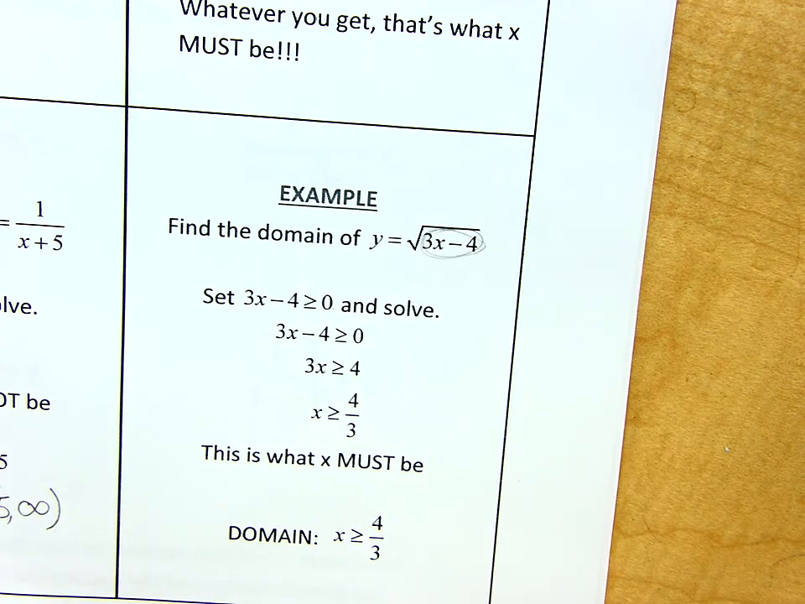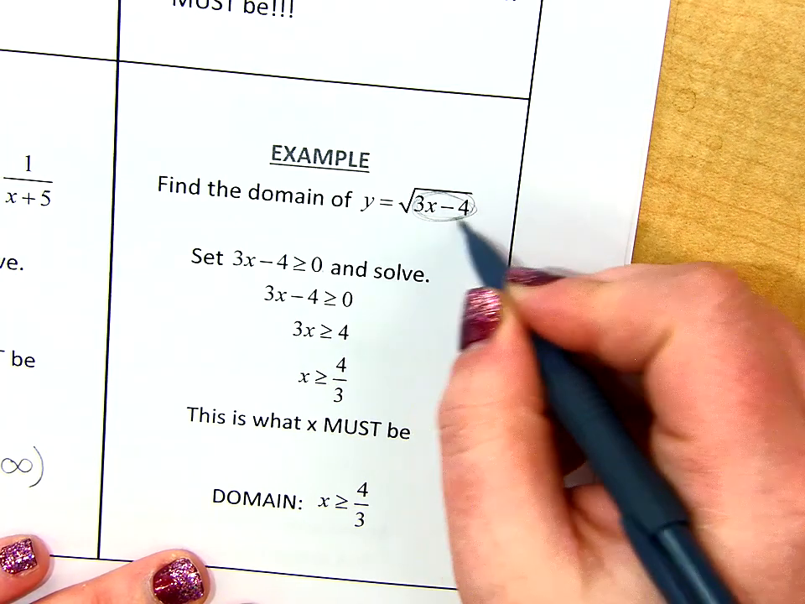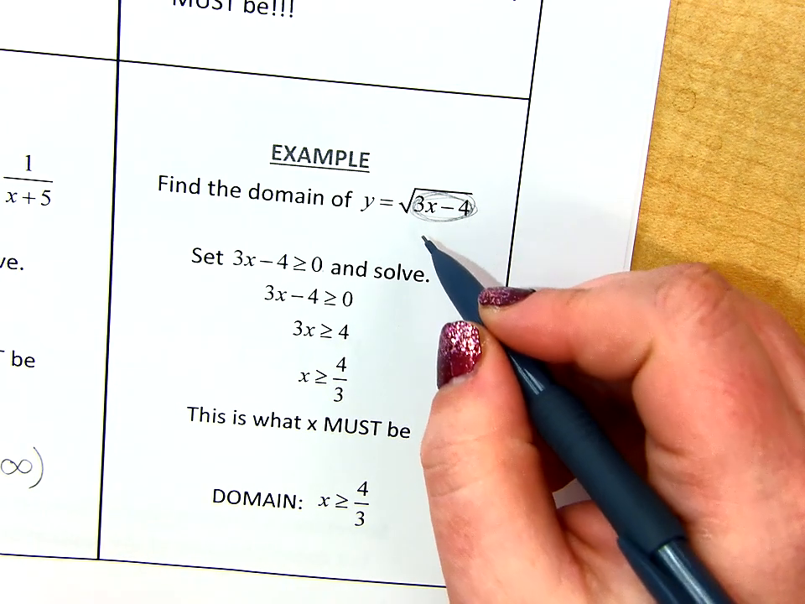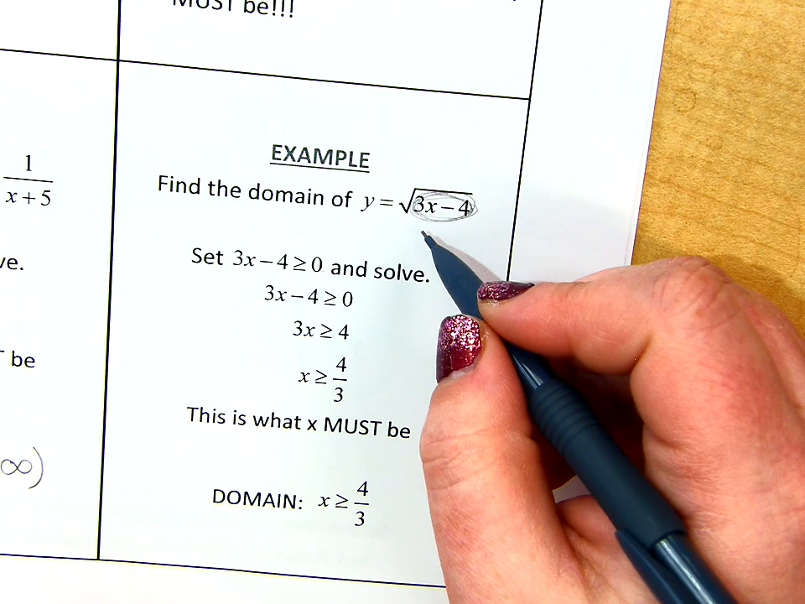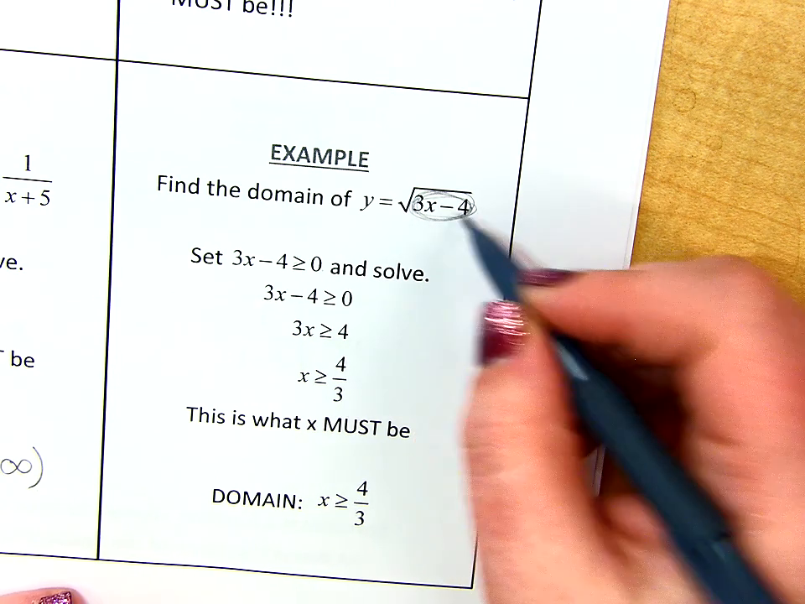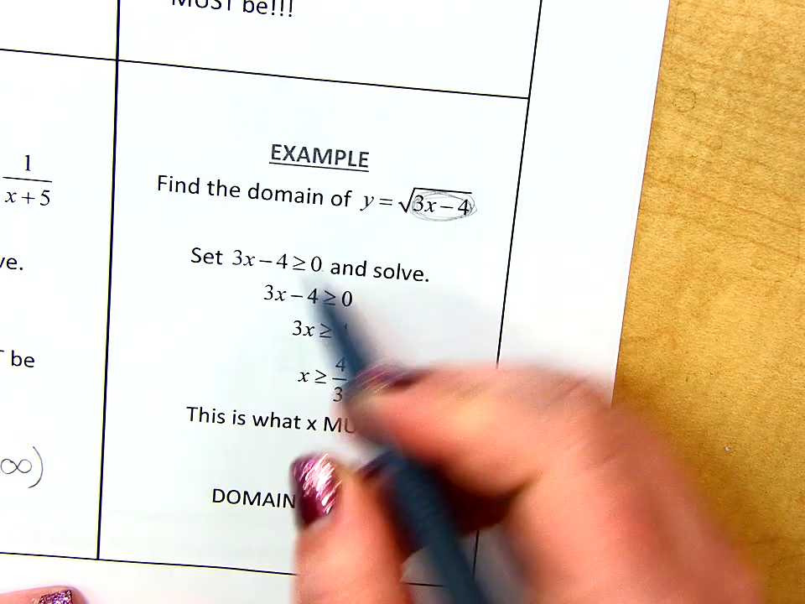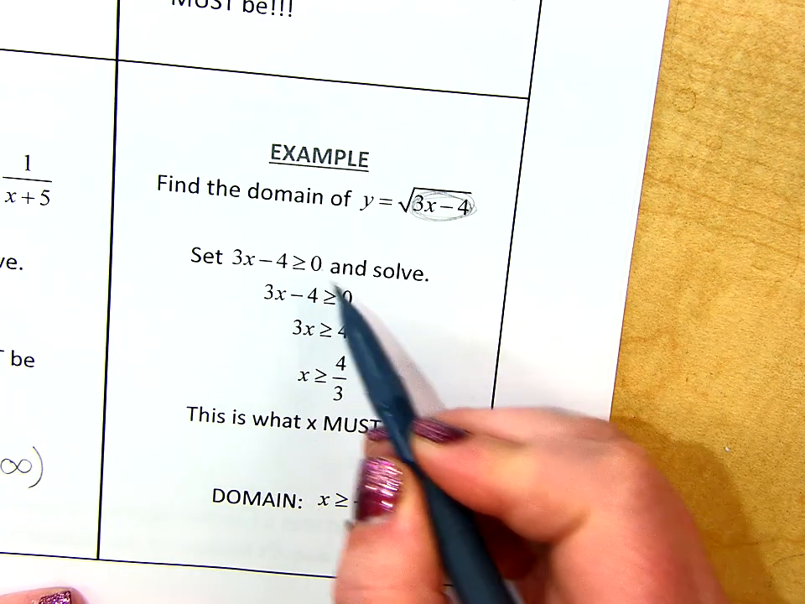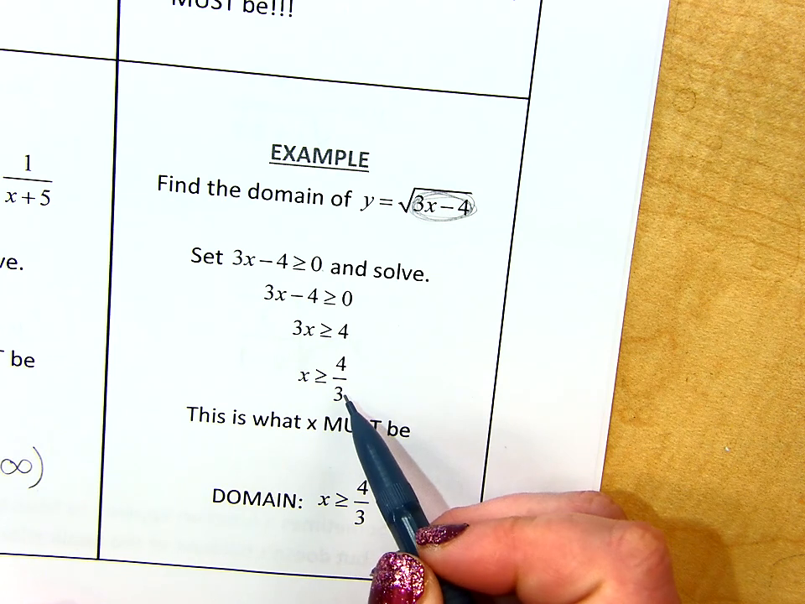I can take square roots of positive numbers all day. They may not be nice, but so what? I can still do it. Right? 2 has a square root in the real number system. It's just not a convenient one. Okay? So, this has to be greater than or equal to 0 under there in order for me to be able to actually take that square root. So, that's exactly what I do. Take whatever is under the radical and set it greater than or equal to 0 and then solve that inequality.